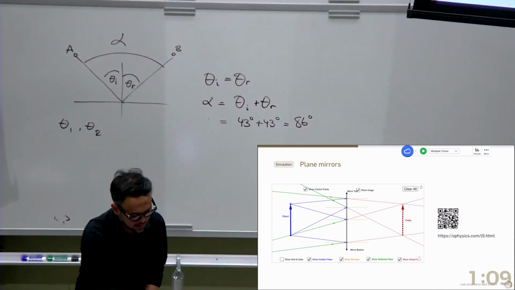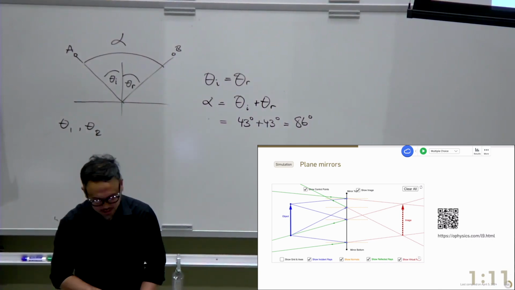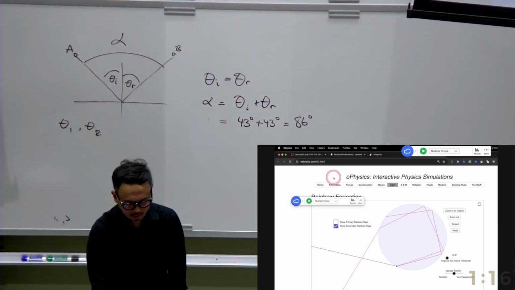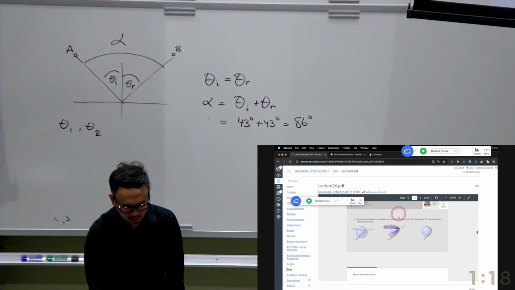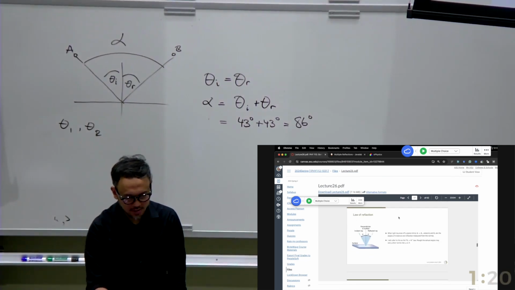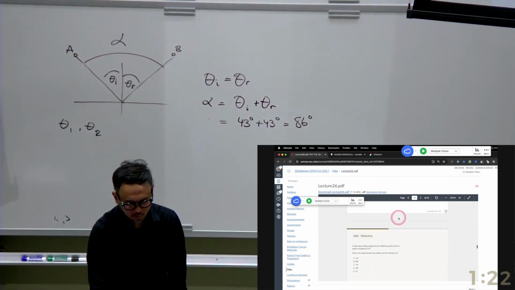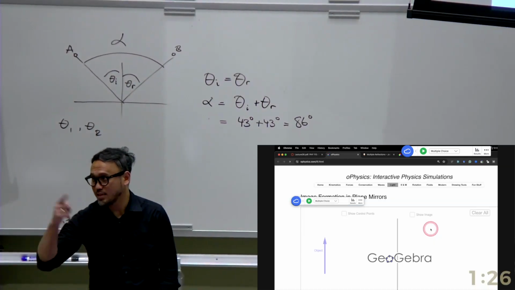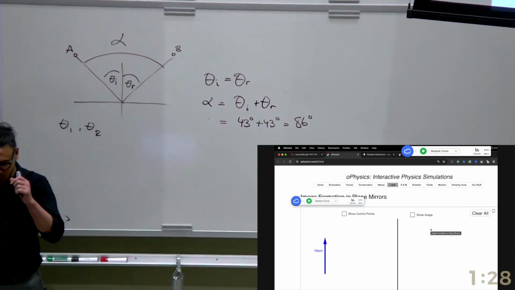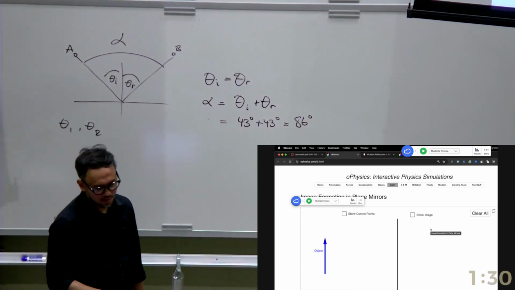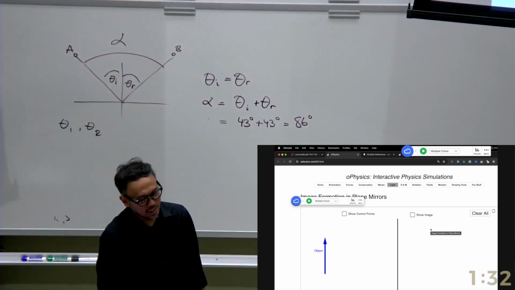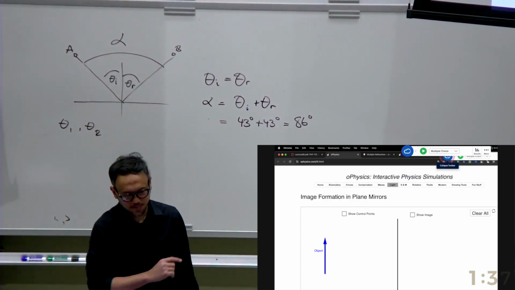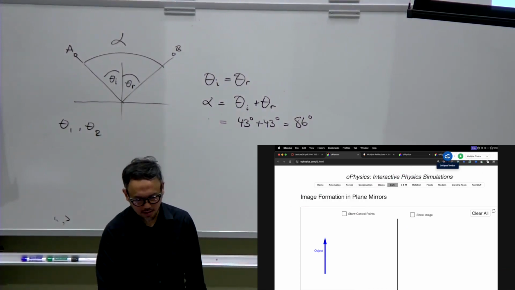So next is about the image formation. For optics, all these web simulations are even more helpful because you can see it in real time instead of using a ruler and drawing it on paper. So this is an animation of a plane mirror.